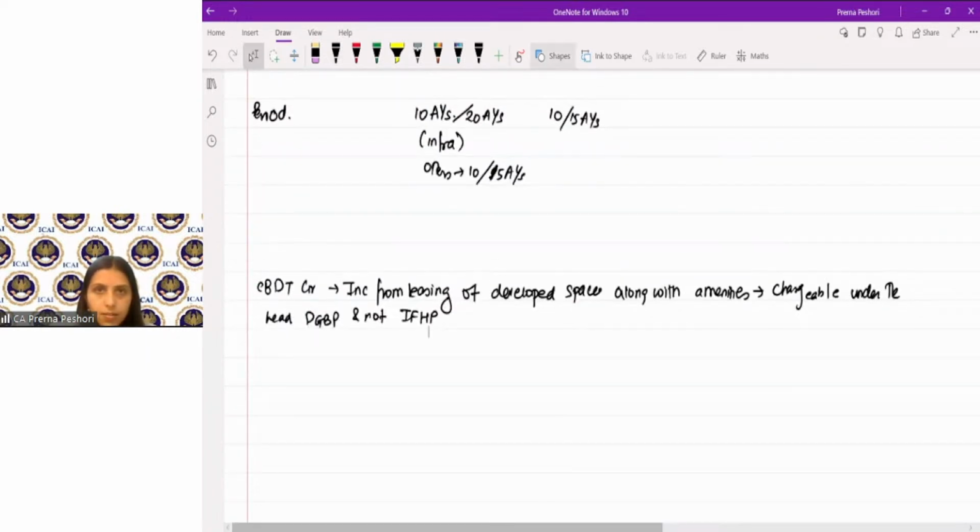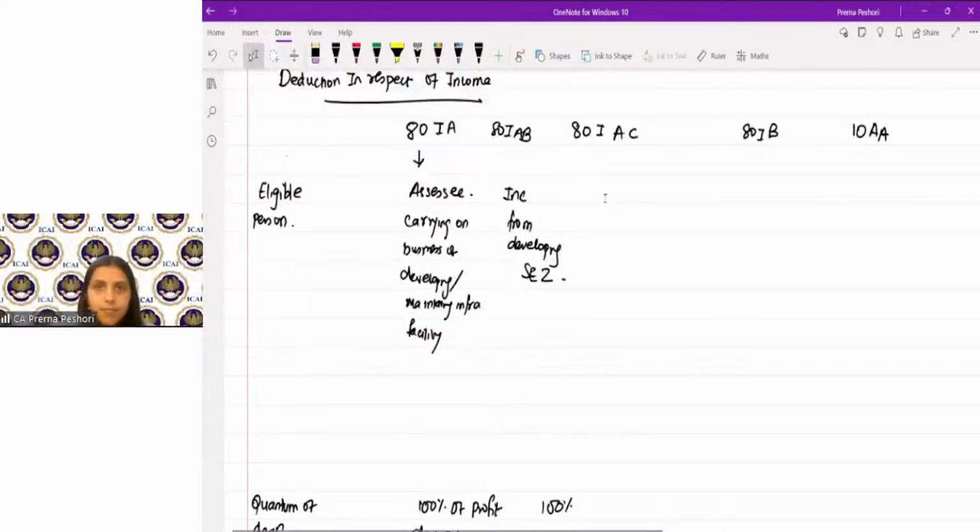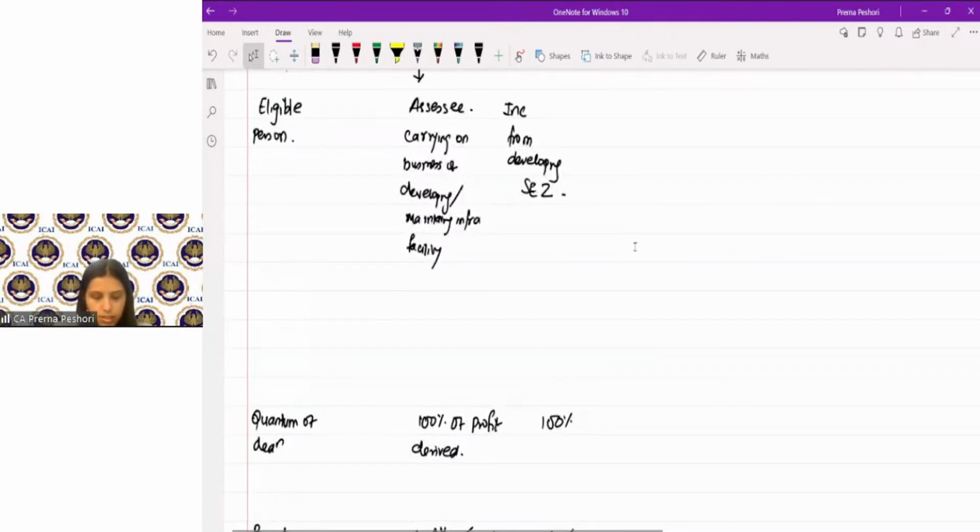80IAC. Now this is particularly for 80IAC is for startup company or LLP. So this is for the startups, whether in the nature of company or LLP. Okay.